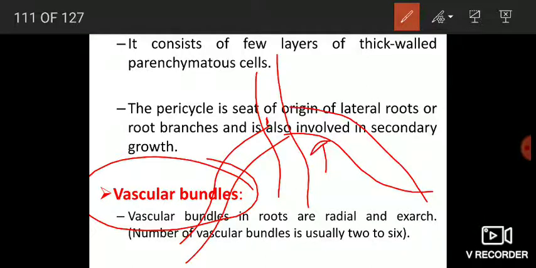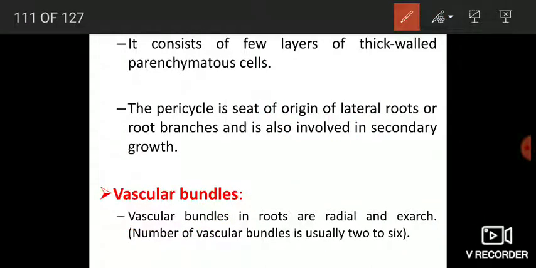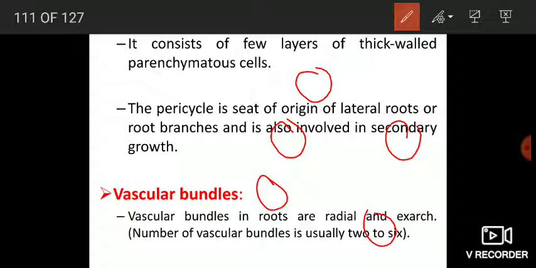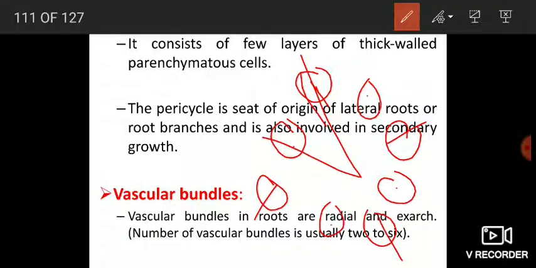Then the vascular bundles. The vascular bundles in case of roots are radial, they are exarch. Okay, let's make it more clear. This is the protoxylem group, this is another protoxylem group, another protoxylem group. Okay, and in between these protoxylem groups, you have phloem. That means in case of dicot roots, the xylem alternates with phloem. This is xylem. Okay, this is xylem, it alternates with phloem. Okay, that means they are placed along different radii. The xylem and phloem are placed along different radii.